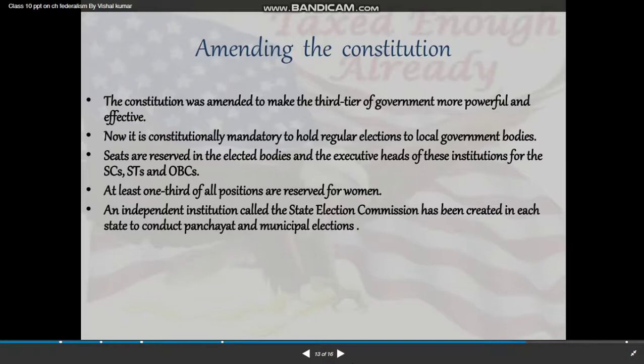Amending the constitution. The constitution was amended to make the third tier government more powerful and effective. Now, it is constitutionally mandatory to hold regular elections to local governmental bodies. Seats are reserved in the elected bodies and the executive heads of these institutions for the SCs, STs, and OBCs. At least one third of all positions are reserved for women. An independent institution called the State Election Commission has been created in each state to conduct panchayat and municipal elections.